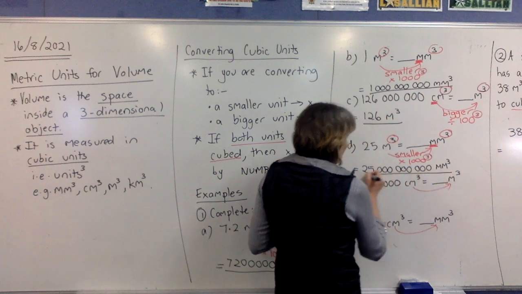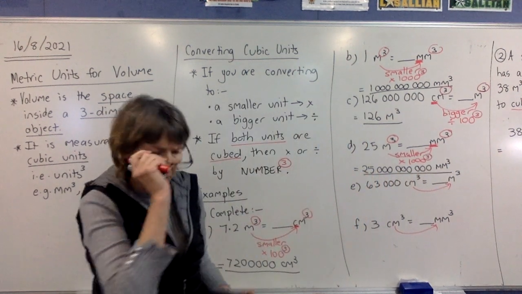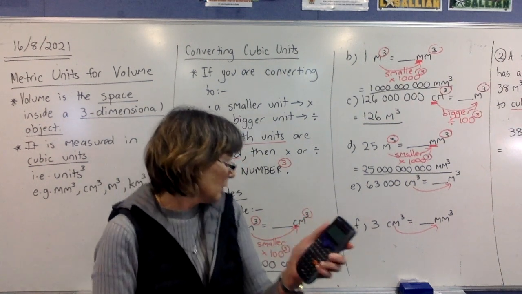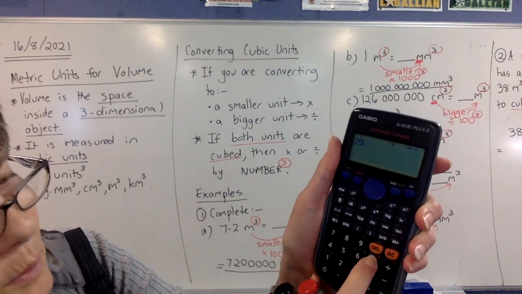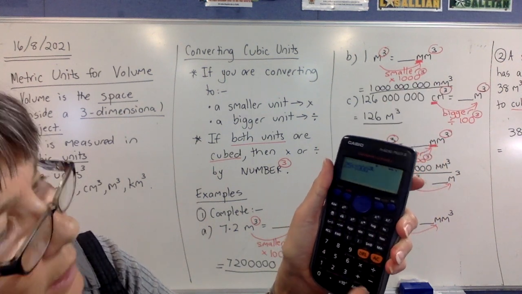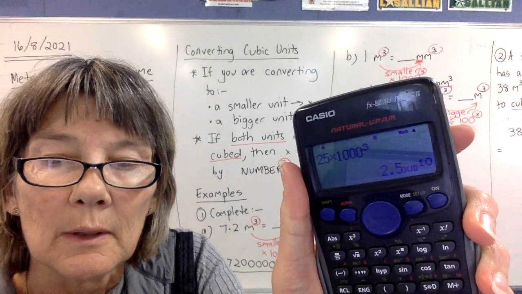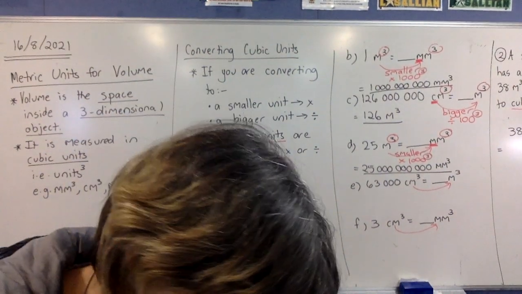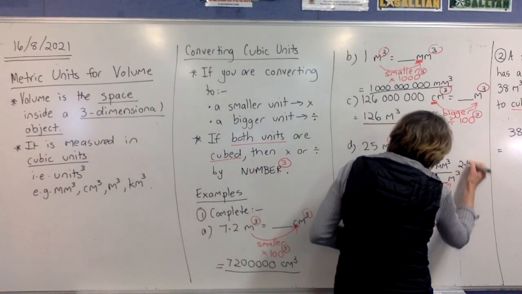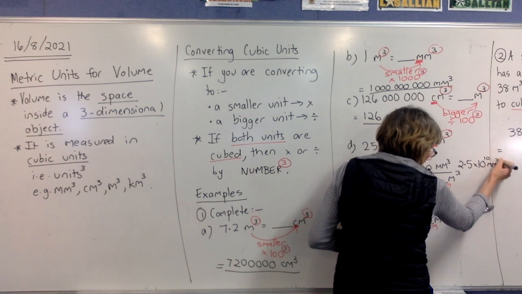I will just check the calculator does give us that, because sometimes it gives us funny answers, and I just want to double check it does give you that. So 25 times 1000 to the power 3 equals. Oh, it didn't give us that, it gave us that. All right, well, I'm going to write that down. That's what the calculator said.